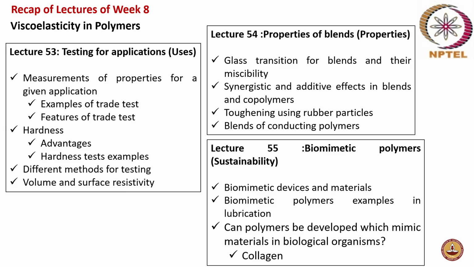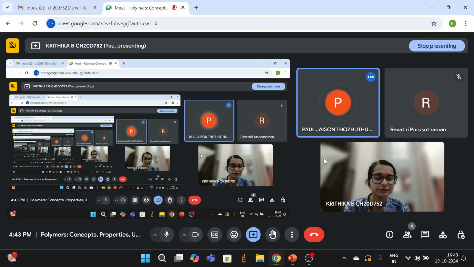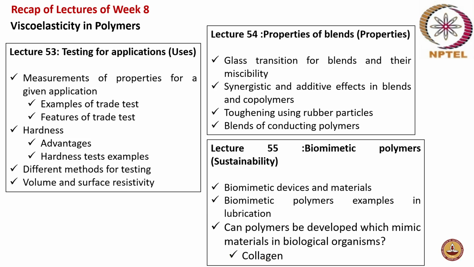The next lecture was on biomimetic. What are biomimetic devices? So biomimetic polymer examples in lubrication was discussed. Here there was a discussion on synovial fluid. Synovial fluid has a very low friction coefficient, even lower than ice. Do you remember? Any of you? Yes, ma'am. And it contains carbohydrate. Yeah, good.